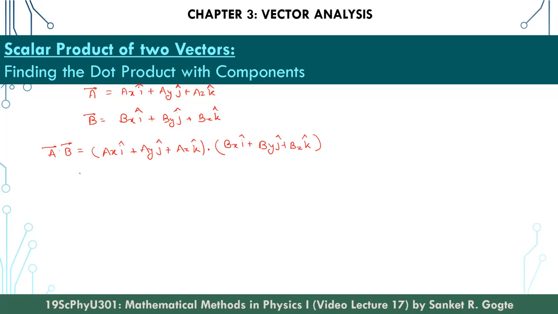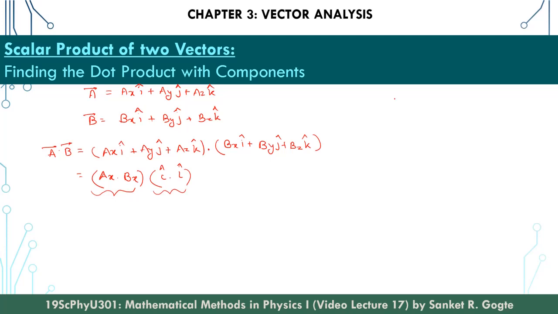The first of them I'll write AX into BX into I dot I. So in this way we will have 9 terms, where the first bracket in each of these terms is going to be a product of two scalar quantities, and the second bracket is the dot product between the unit vectors.